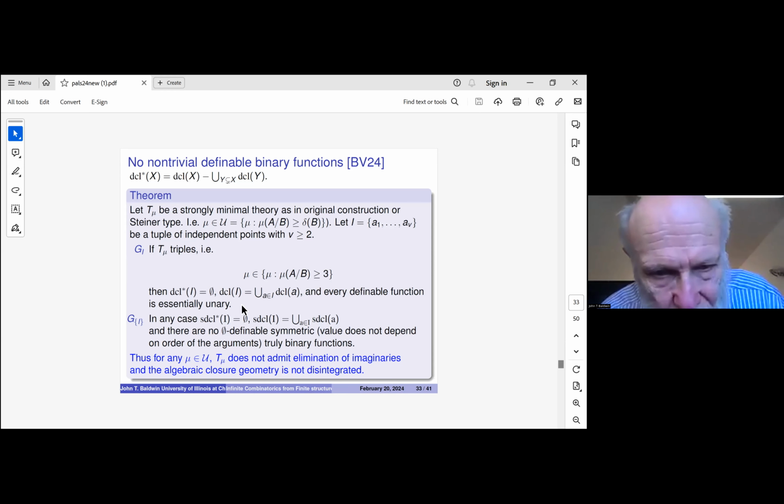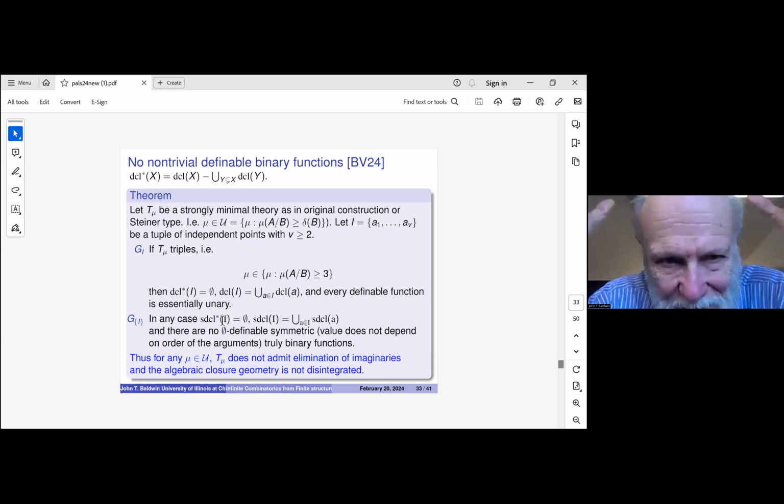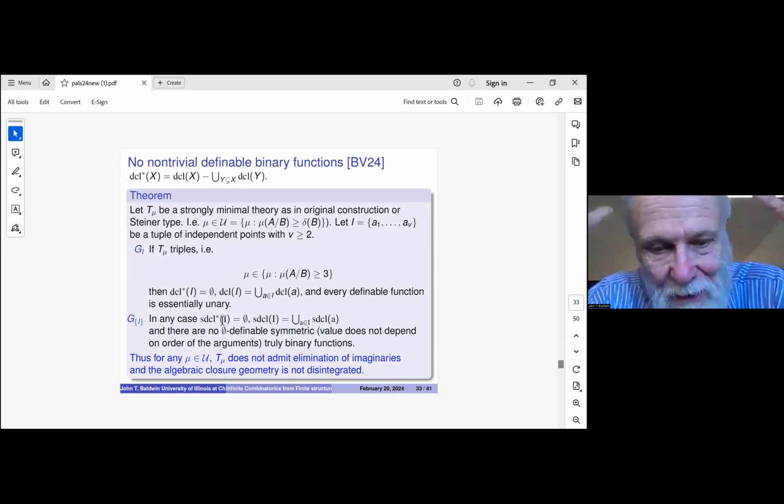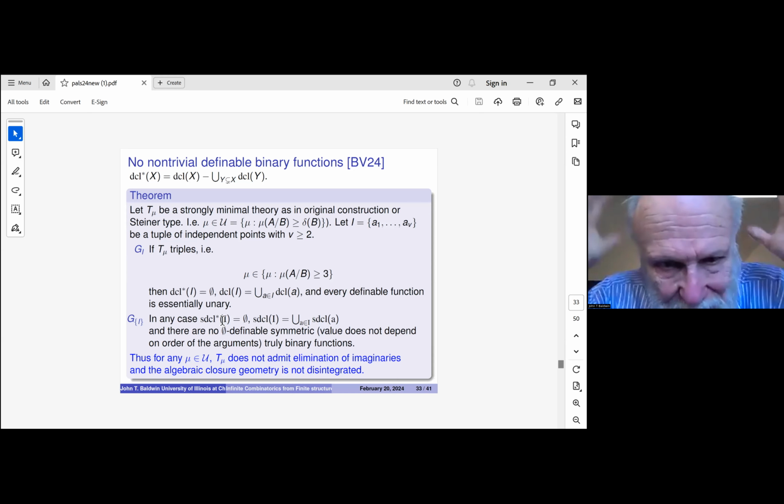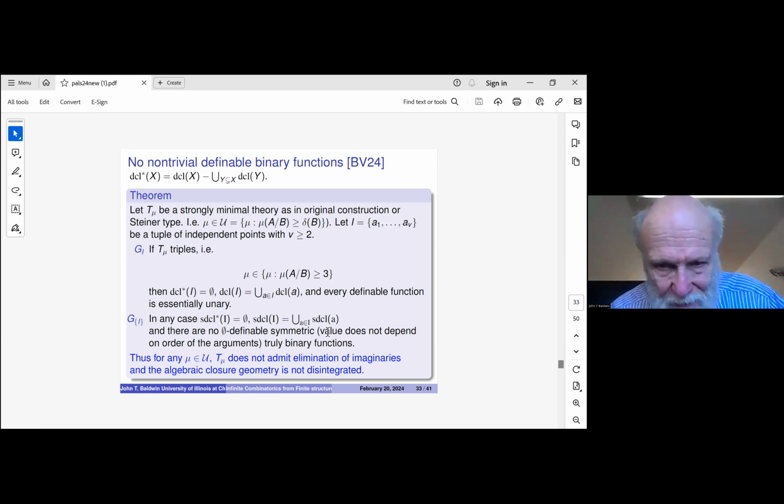And if you want to get rid of this hypothesis, you strengthen this notion to say, I don't want just the star definable closure to be empty. I want the symmetric definable closure. That is, you take not things that are fixed under permutations that fix I pointwise, but rather by permutations that fix I setwise. Then there are no empty set definable symmetric functions, that is, functions that do not depend on the order of the argument, truly binary functions. And that's enough to get that the theory does not admit elimination of imaginaries, which we haven't discussed. And it remains the case that the closure geometry is not disintegrated.